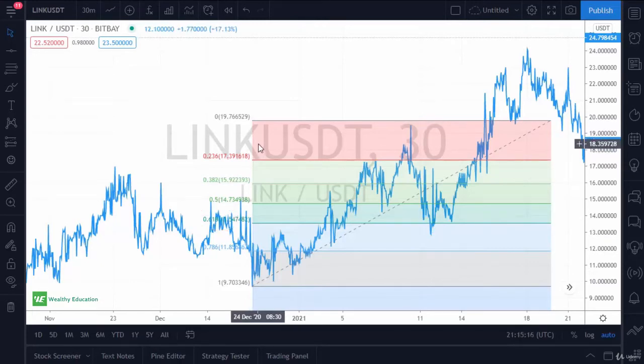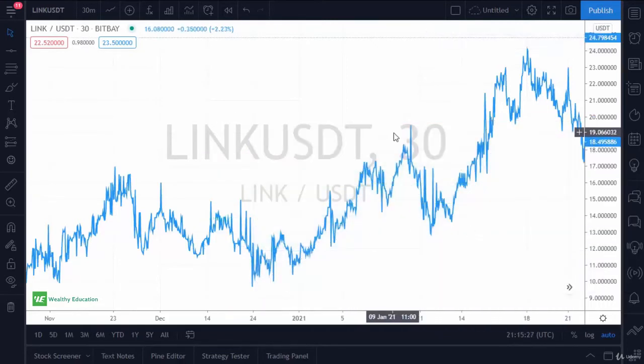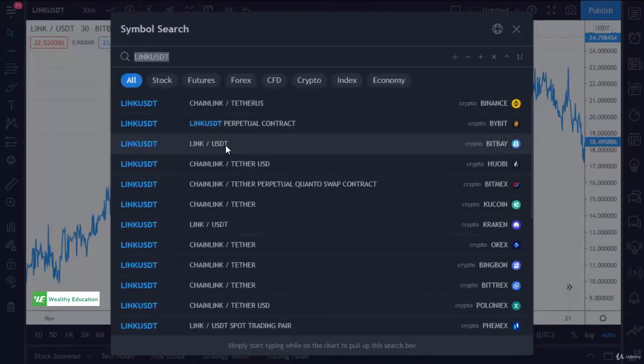Now, there are some pros and cons to using Fibonacci. One of the biggest pros is that so many people use it. It's very common for people to use it.